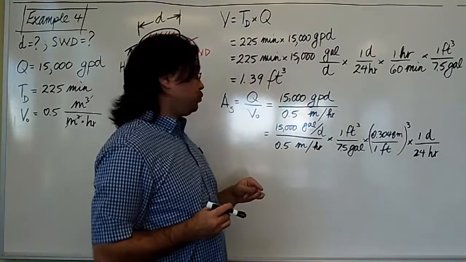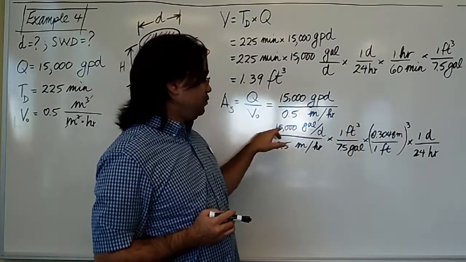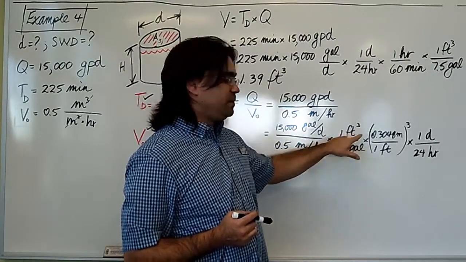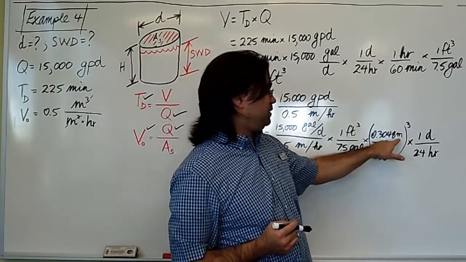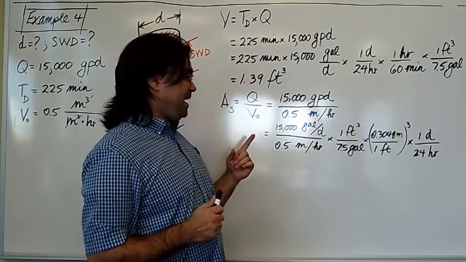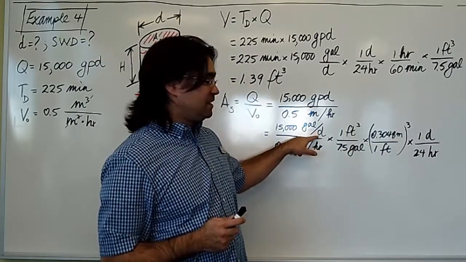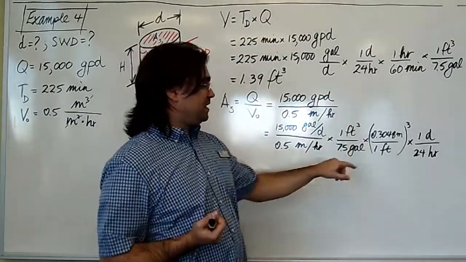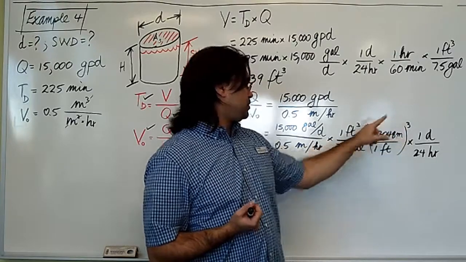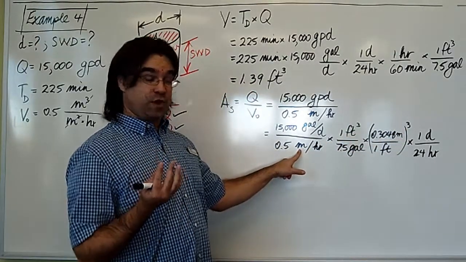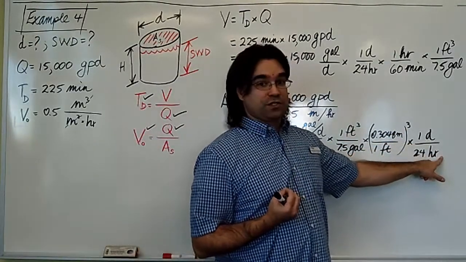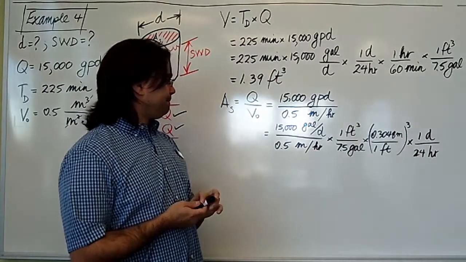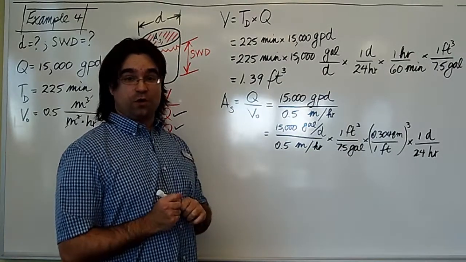So the first thing that I'm going to do is convert some of the units in the numerator, gallons. I'm going to convert them first from gallons to cubic feet, and then from cubic feet to cubic meters. Then I'm going to convert days to hours. And that's great, because then I'm going to end up with cubic meters, which is going to cancel out with meters to give me meters squared, and hours, which is going to cancel out with hours. Okay, and all I'm going to be left with is square meters.